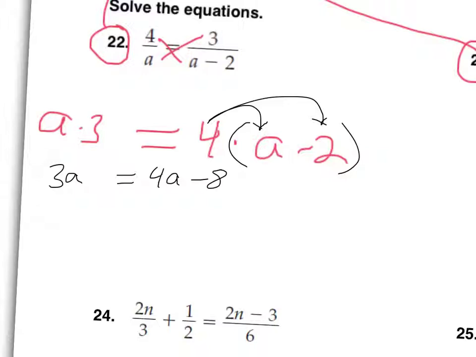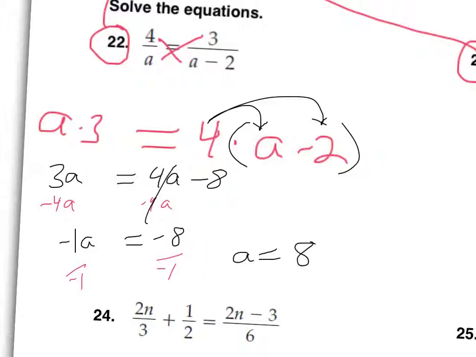All right, let's get the variables just on one side or the other. I'm going to subtract 4a from both sides. That will get rid of this, and I'll just have negative 8 left over there. On the left side, 3a minus 4a is actually going to be negative 1a. And so then divide by negative 1, and we get our answer. a equals negative 8 divided by negative 1, which is positive 8.